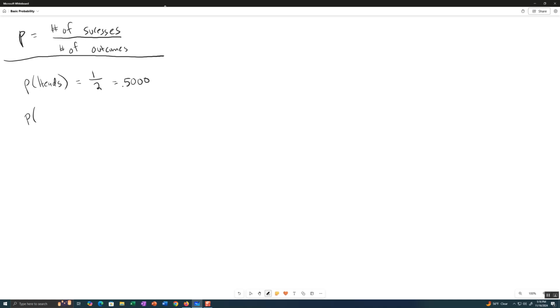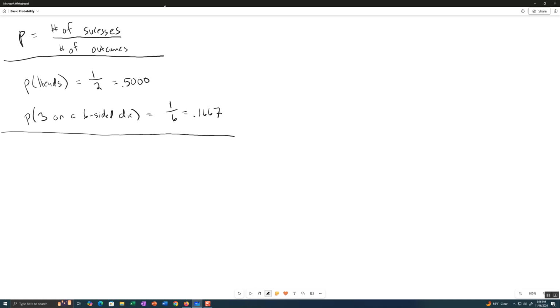Probability of getting a 3 on a 6-sided die. Well, there's 6 sides. The number of outcomes is 6. There's only one 3, right? So it's 1 out of 6, which is 0.1667 rounded. So pretty basic stuff here. Number of successes over number of outcomes. However, if we start looking at multiple events, then we throw in the addition rule and the multiplication rule.